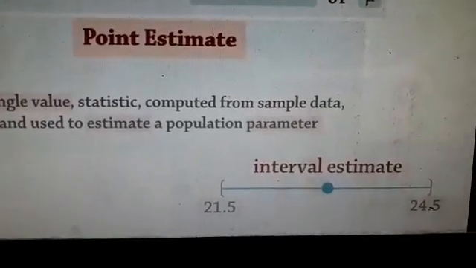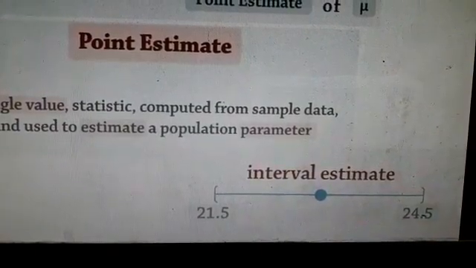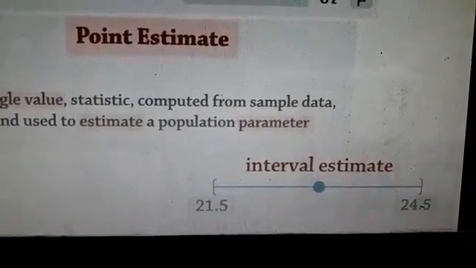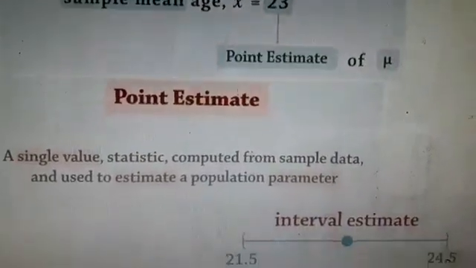Similarly, an interval estimate gives a range of values. Suppose we talk about 21.5 to 24.5. This is an interval estimate. But this 23, as we said, is a point estimate.